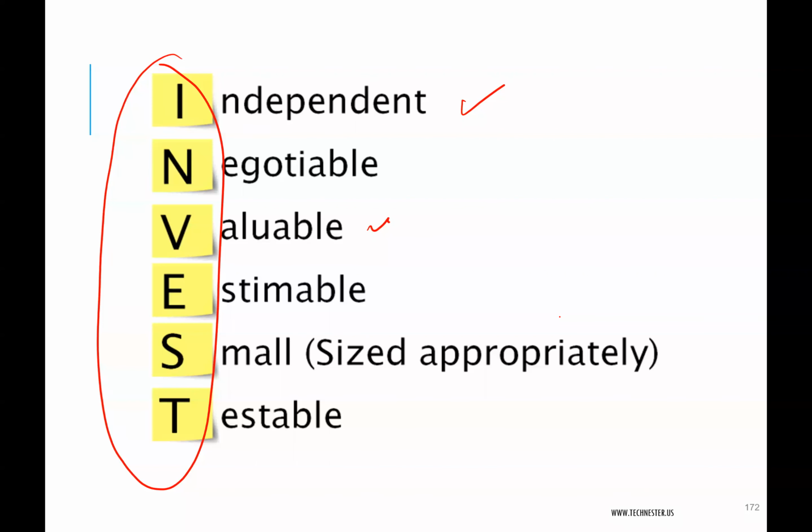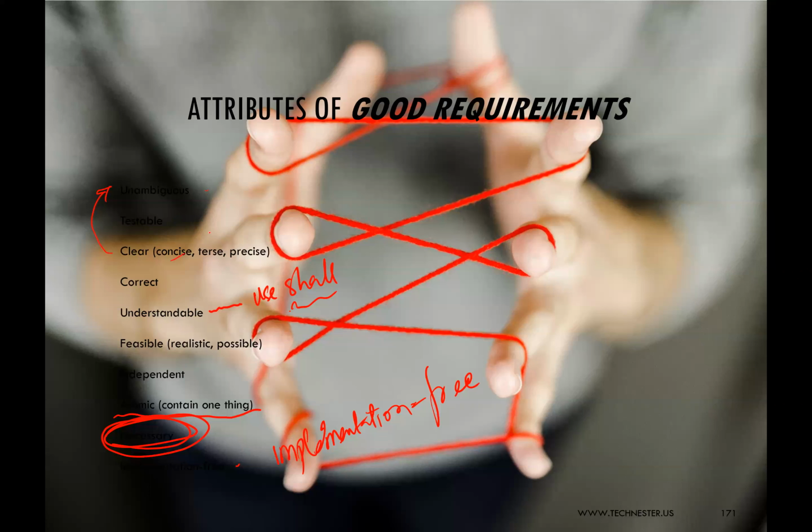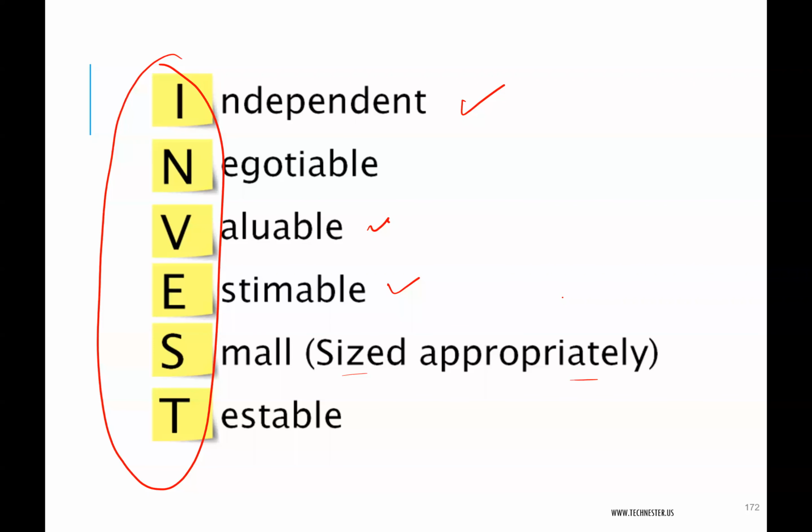It should be important. It should be useful to us. It should be useful to the business. It should be estimable. We should be able to measure it, how long it will take. It should be small, so it should be sized appropriately. It should be small, which is what was referred to as concise here under clear. Right? It should be small. It should be testable. And this forms the acronym INVEST. So a good requirement should follow the INVEST principle: independent, negotiable, valuable, estimable, small, and testable.